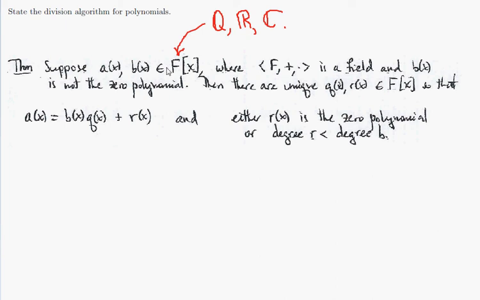So the important properties: a of x and b of x are polynomials whose coefficients belong to some field, and b is not the zero polynomial. Then there are unique polynomials q and r in the same field, so that a of x is equal to b of x times q of x plus r of x, and r of x is either identically 0, or the degree of r is less than the degree of b.